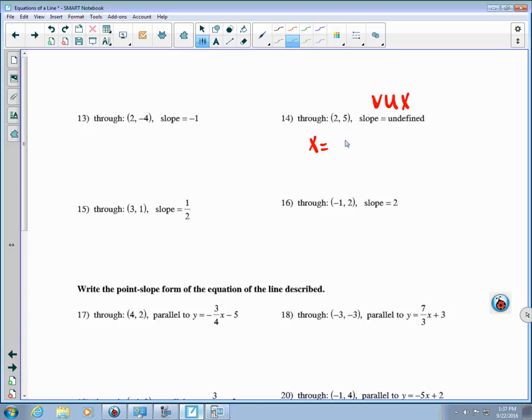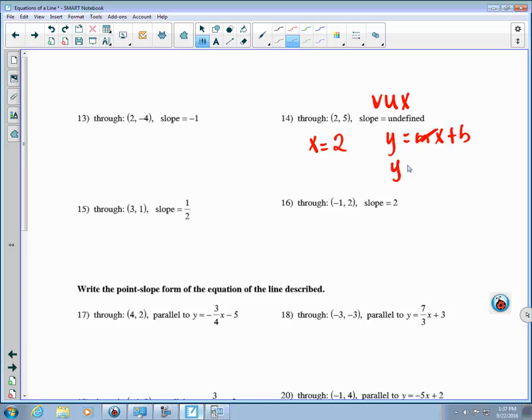equals a number. What's the number that equals x? 2. You're done. So x equals 2. That's it. Because it doesn't have a slope. Okay, listen. You can go to mommy equation if you want to. But what are you going to place for m if it's undefined? It doesn't exist, right? So that is canceled, right?